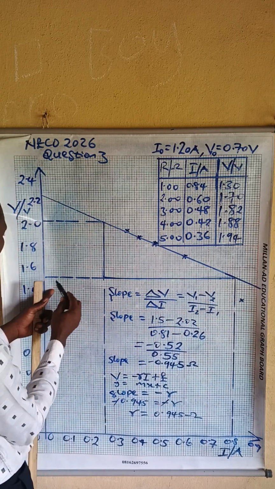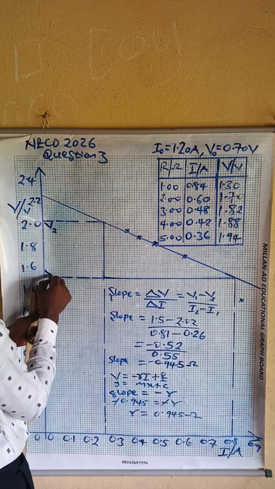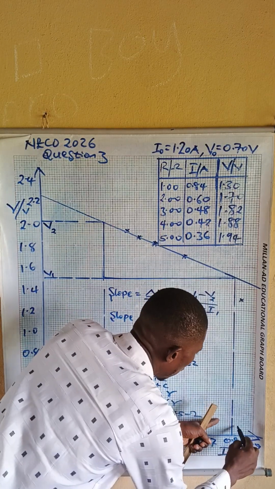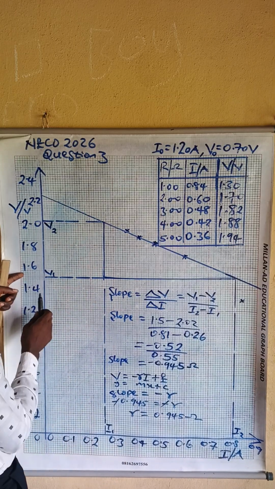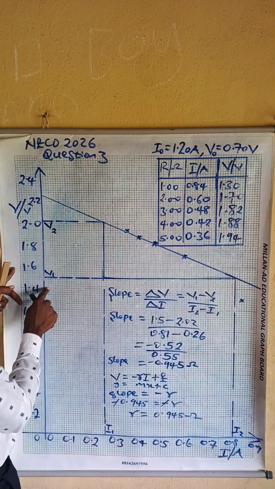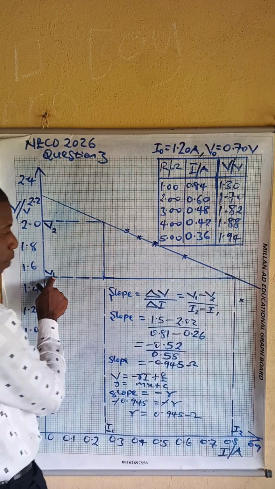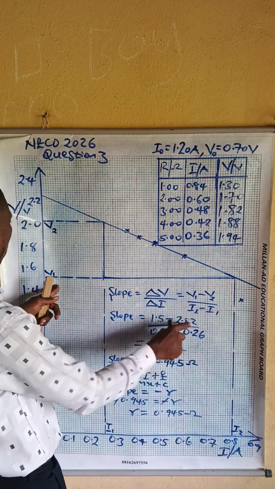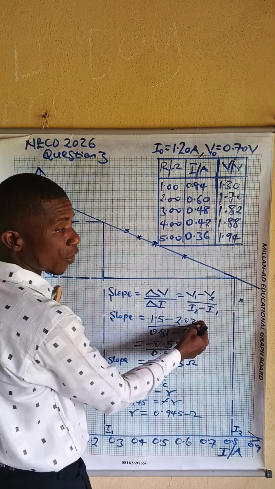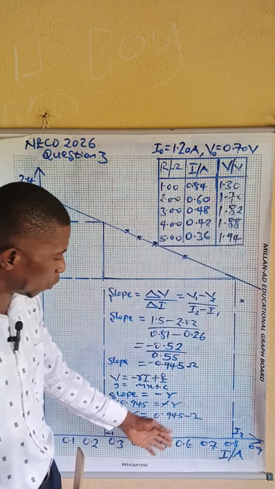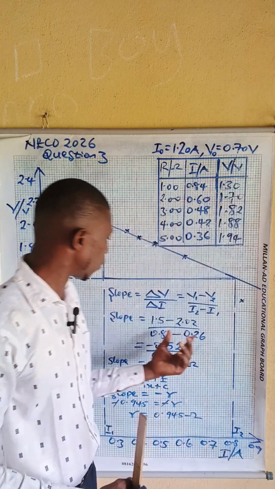This is my slope here. This is my V2, and this point is my V1. This is my current 2, and this is my current 1. So our V1: 1.42, 1.44, 1.46, 1.48, 1.5. That is my V1, 1.5. How do we get this? This line is 2.02. That's how I got 2.02. The same thing is applicable to the lower one, 0.81. So I got this one.